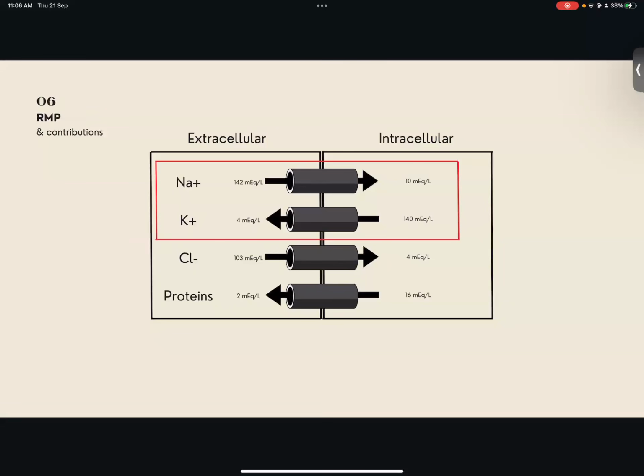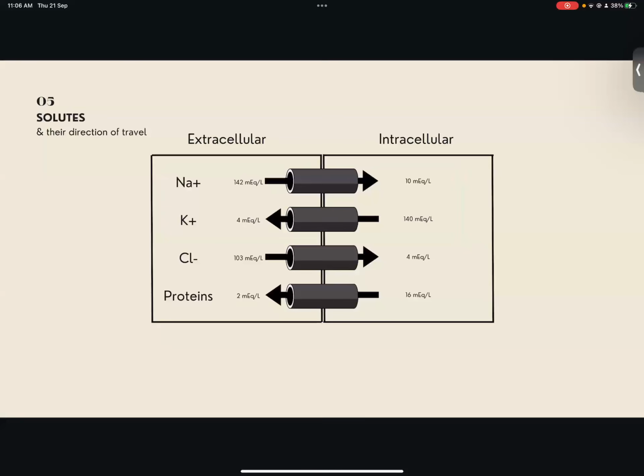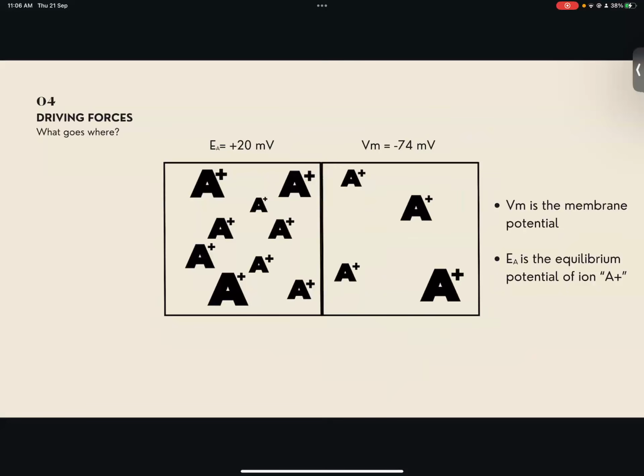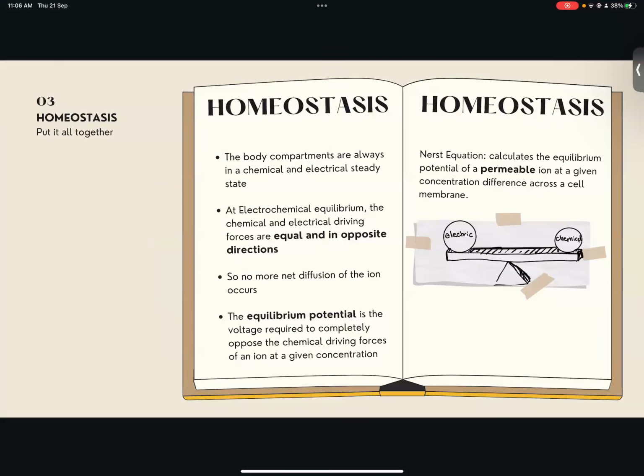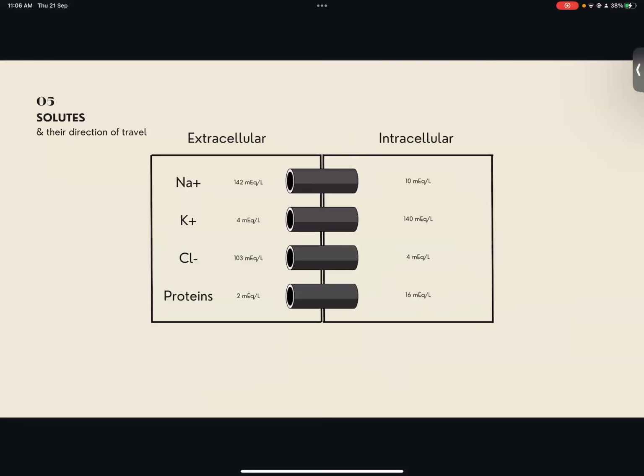These top two, sodium and potassium, are the ones we want to focus on the most for the next section, which is obviously our resting membrane potential and the contributions. So we're going to be talking specifically about sodium and potassium. Do you guys remember the Nernst equation? The Nernst equation tells you the equilibrium potential of a permeable ion. It calculates the equilibrium potential of a permeable ion at any given concentration difference across the cell membrane. So every single permeable ion has an equilibrium potential. Let's talk about the ones for sodium and potassium.